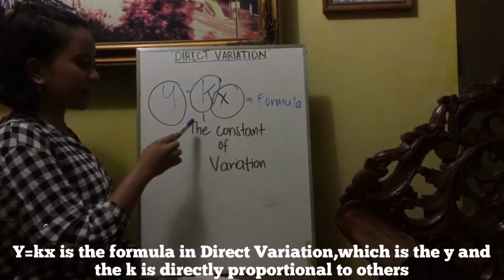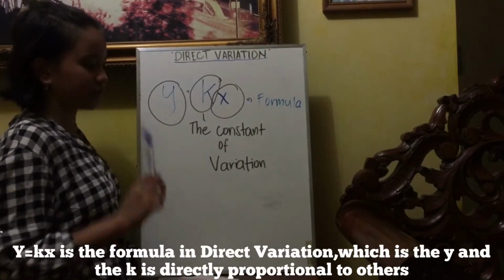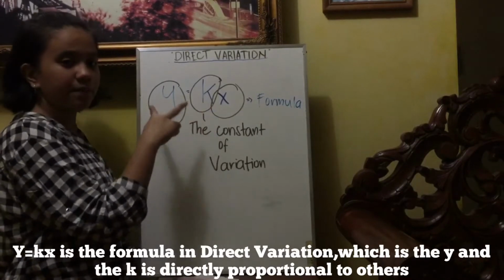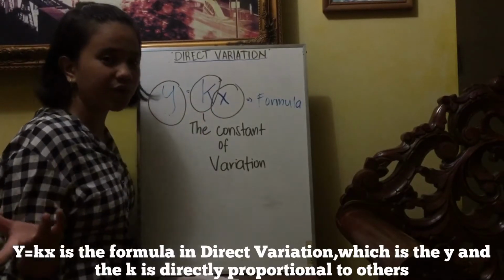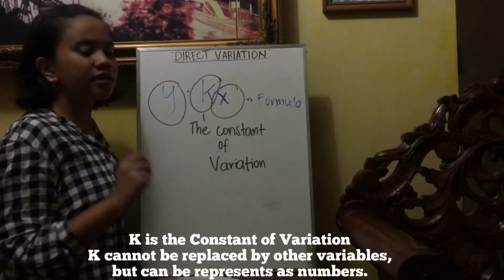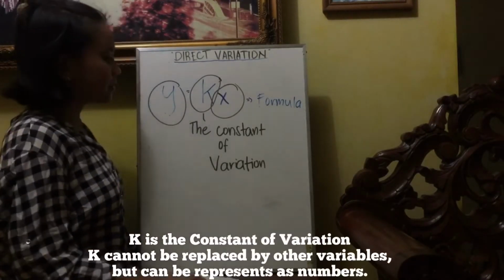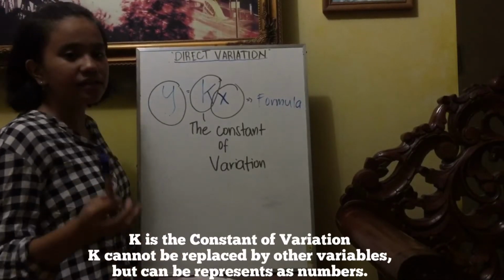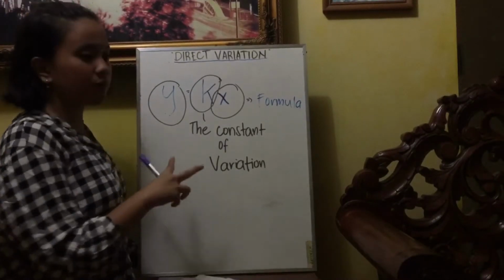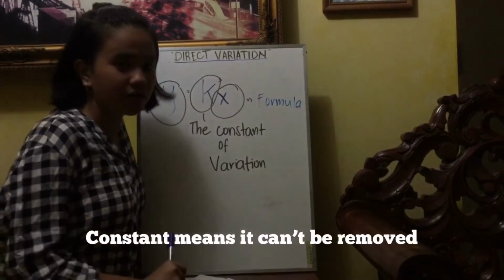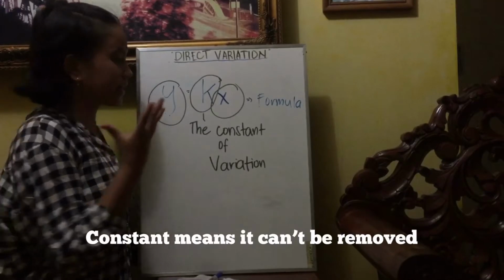But this k is the constant of variation, which means that these two variables can be replaced by any variable, but this k cannot be replaced by any variable. K should remain k, because k is the constant of variation. So if your answer has just the two variables but no k, your answer will be wrong. So don't forget the k.